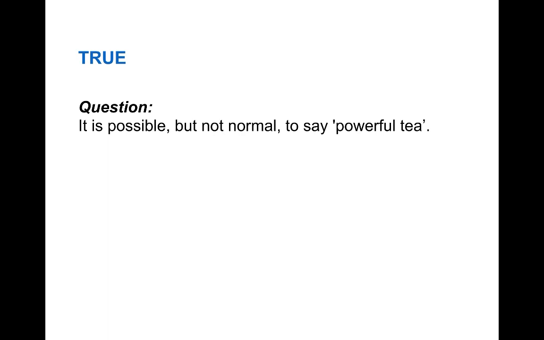Well, the first thing before looking at the passage is to underline some keywords. I underlined possible, not normal, say powerful tea. I think powerful tea is our main phrase, our main keywords, because they're very strong words that we can search for easily. Let's read the passage now at normal speed. Remember, no skimming or scanning, we just read at normal speed.